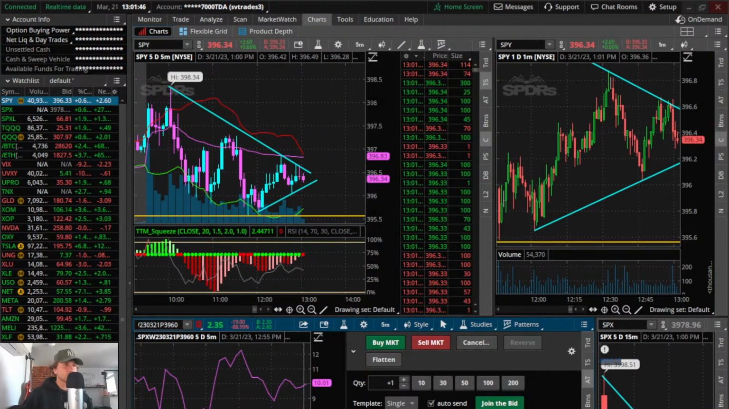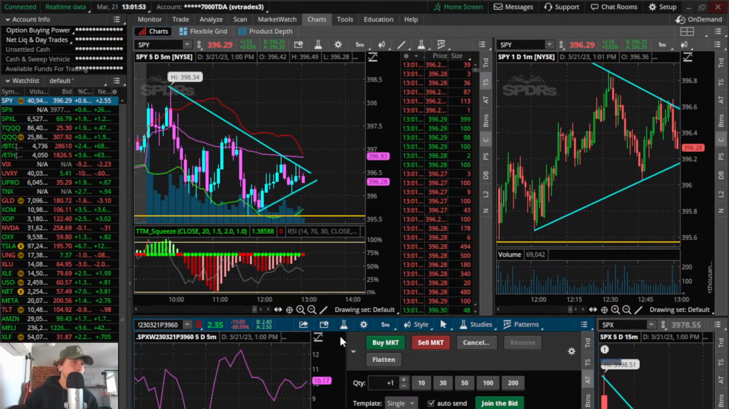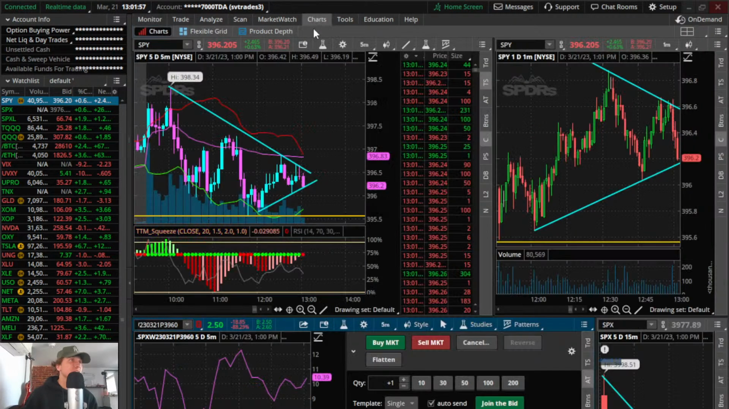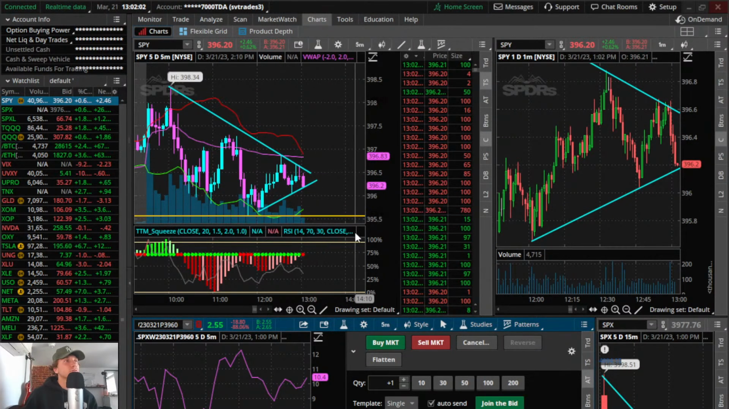I want to see puts. Actually, should we make it fun? Should I buy 10 contracts here, guys? Should I buy 10 more for this drop? 70 bucks on 2, 90 bucks on 2. God damn it. It's either going to bounce on this or it's going to go.